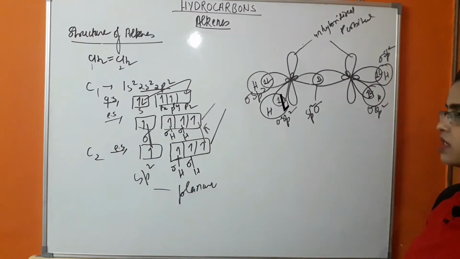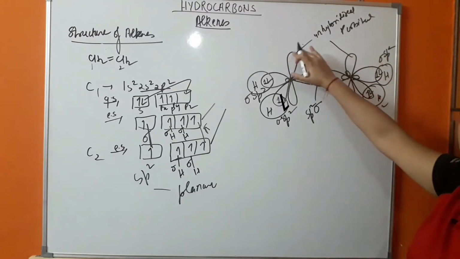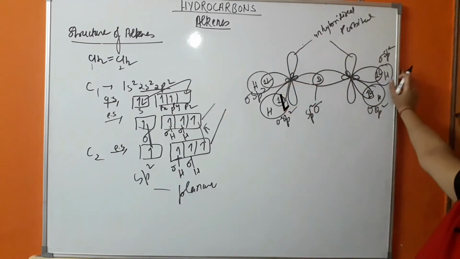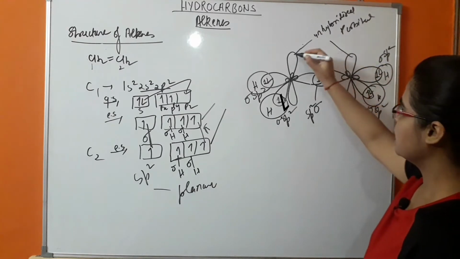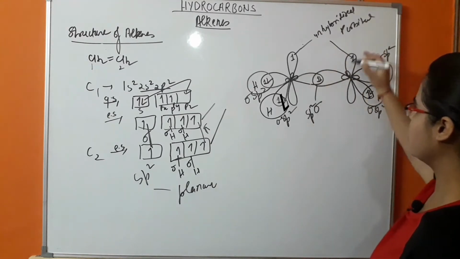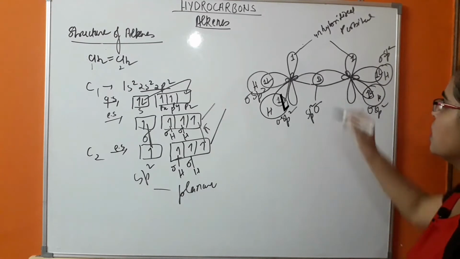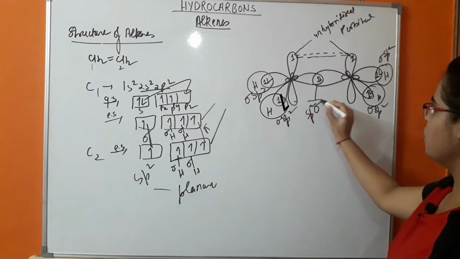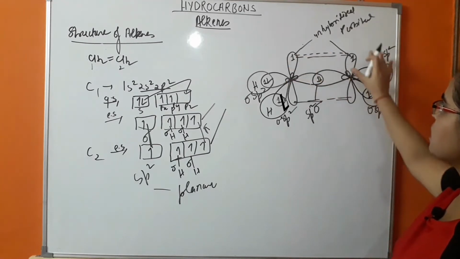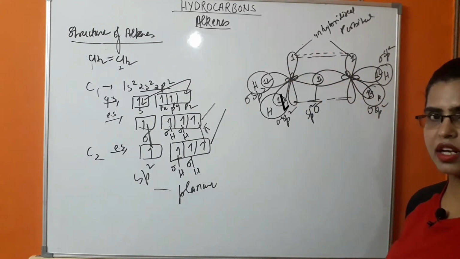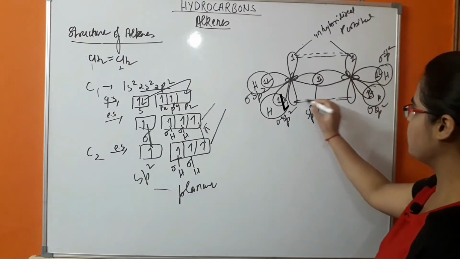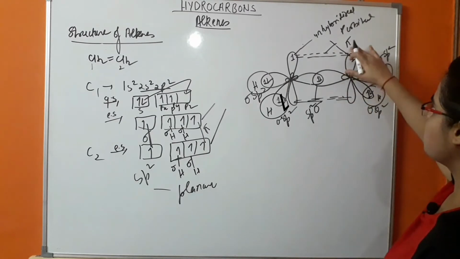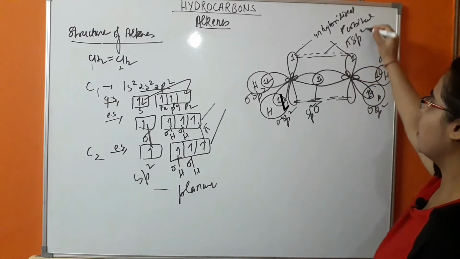Pi bond formation is taking place by these unhybridized orbitals which are perpendicular to the axis. Okay, so what will happen? There is one electron in each parallel orbital, so there will be overlapping. A weak attraction will be created on both the lobes of these unhybridized p orbitals. Because of that the pi bond formation will take place. This pi bond is formed from unhybridized p orbitals.